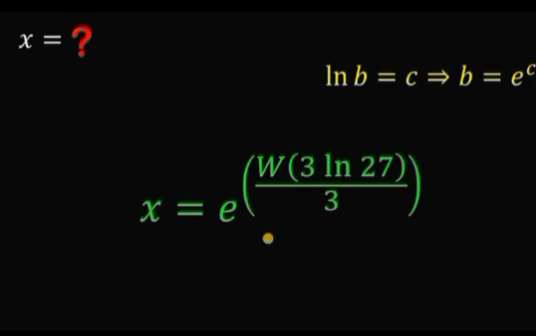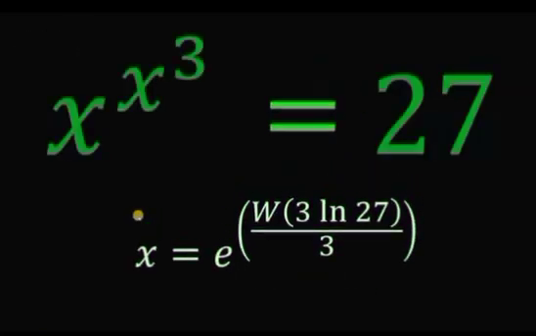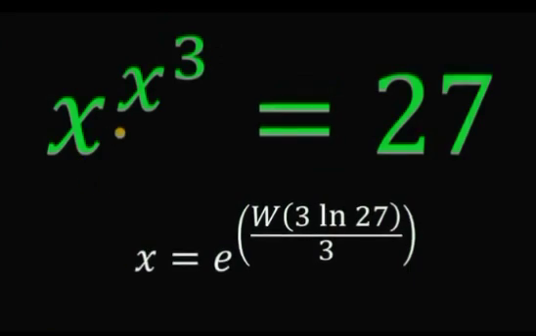Now, this is the real value of x, and this value is approximately equal to 1.78505. Therefore, our answer to this question, what is the real value of x, given that x raised to x raised to 3 equals 27, is e raised to the power of Lambert W function of 3 times ln of 27 all over 3. And as always, we are done.